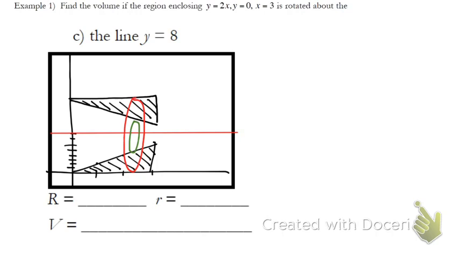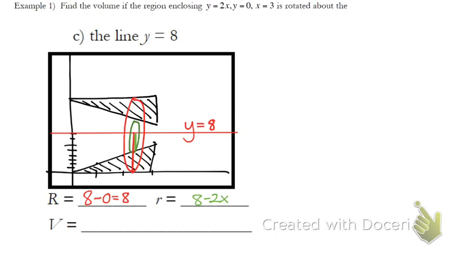So our outside radius for the red function is represented by this red line right here. Remember, top minus bottom. So the top function in this case is y equals 8, because this is the line y equals 8. So 8 minus the bottom function, 8 minus 0, it goes all the way down to the x-axis, which is just 8. For the inside radius, the green function, that's this little green line right here. The top function is 8, and the bottom function is the function I'm working with, 2x. So this is 8 minus 2x.